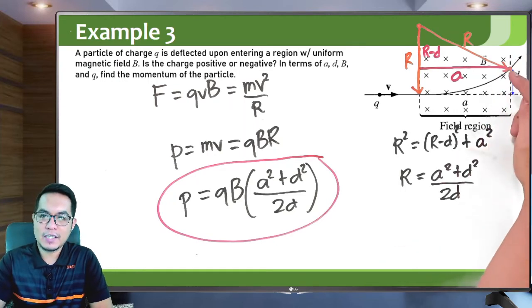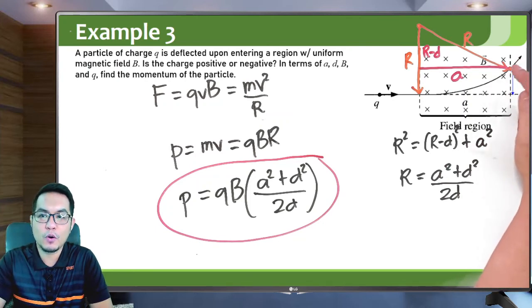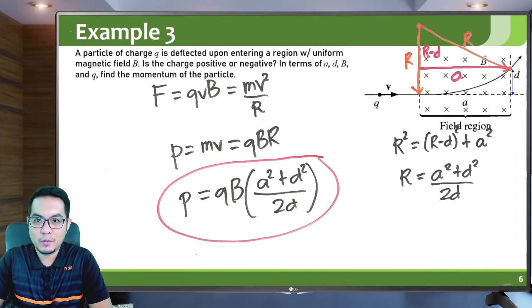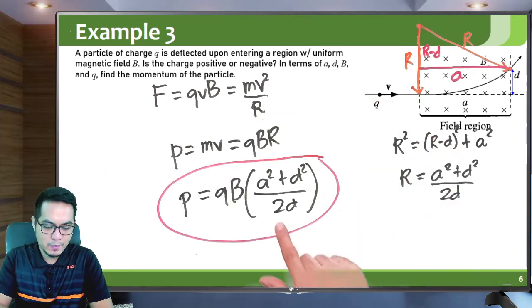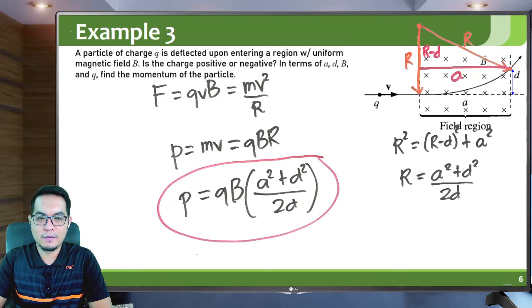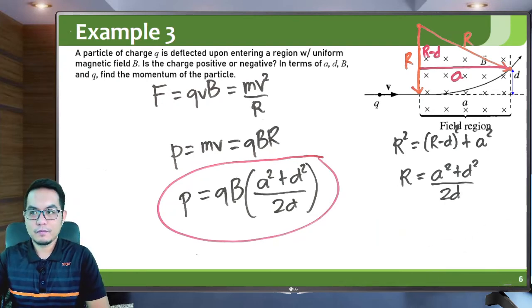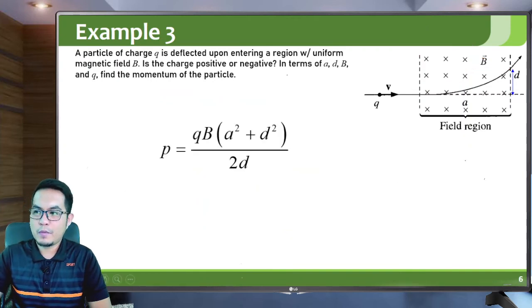So after it exits this region, it will now move in a straight line. It will not be deflected because there's no longer any magnetic field here. So after it exits the field region, it will just move in a straight line, with the same velocity still, V, but the momentum is now given by this value. It's actually a constant. It will have a constant momentum and a constant velocity. Okay. So in summary, this is the momentum of the particle as it exits the field region.